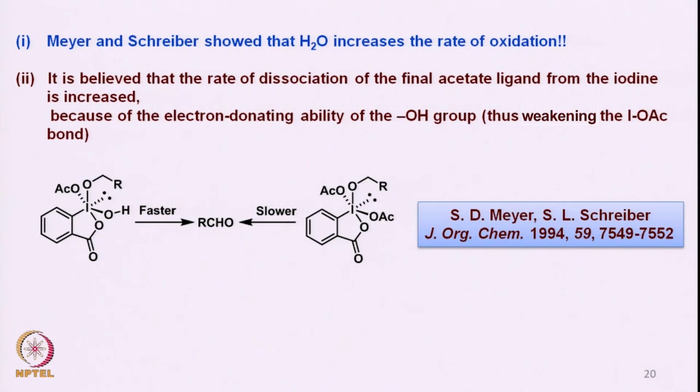Now, Meyer and Schreiber showed that water increases the rate of oxidation. What is happening here is if you add water in the reaction medium, then there is a possibility of replacing one of the acetates by the hydroxy group, and the intermediate is of this kind. That means from the reagent, when one of the acetoxy groups is gone, you generate this OI bond, and the other acetate is replaced by this hydroxy group coming from the water.